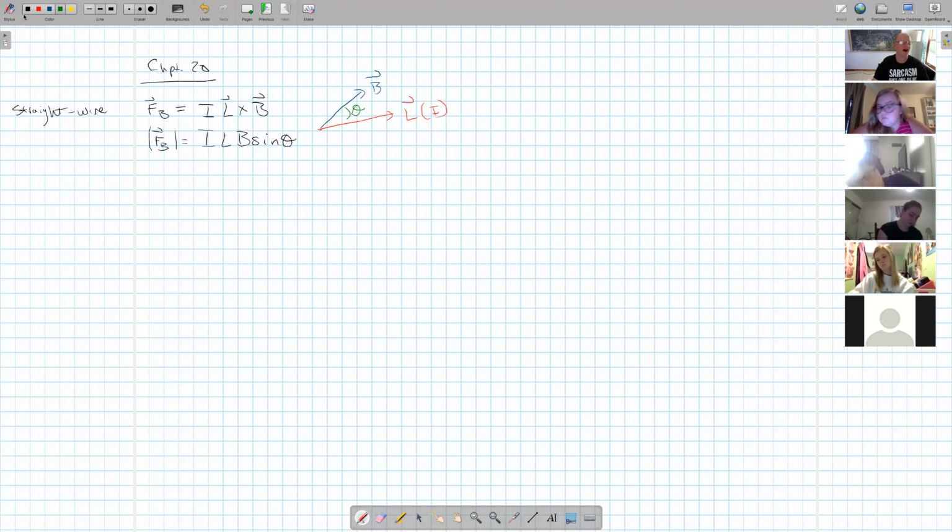Okay. How we interpret the direction is right-hand rule number 2. So right-hand rule number 2 says we, number 1, point fingers in direction of L/I here. 2, curl toward B in direction of smallest angle.